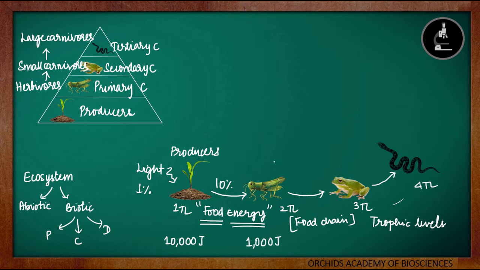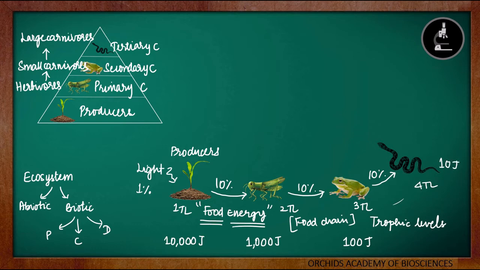Now again, here the grasshopper will be using the energy for its digestion, growth, reproduction and other processes. So again only 10% of the energy will be going to the next trophic level. So again 10% of 1000, that is only 100 joules of energy will be going to the third trophic level. Now when we reach the fourth trophic level, the amount of usable energy which will be available will be only 10 joules, because 10% of 100 is 10.